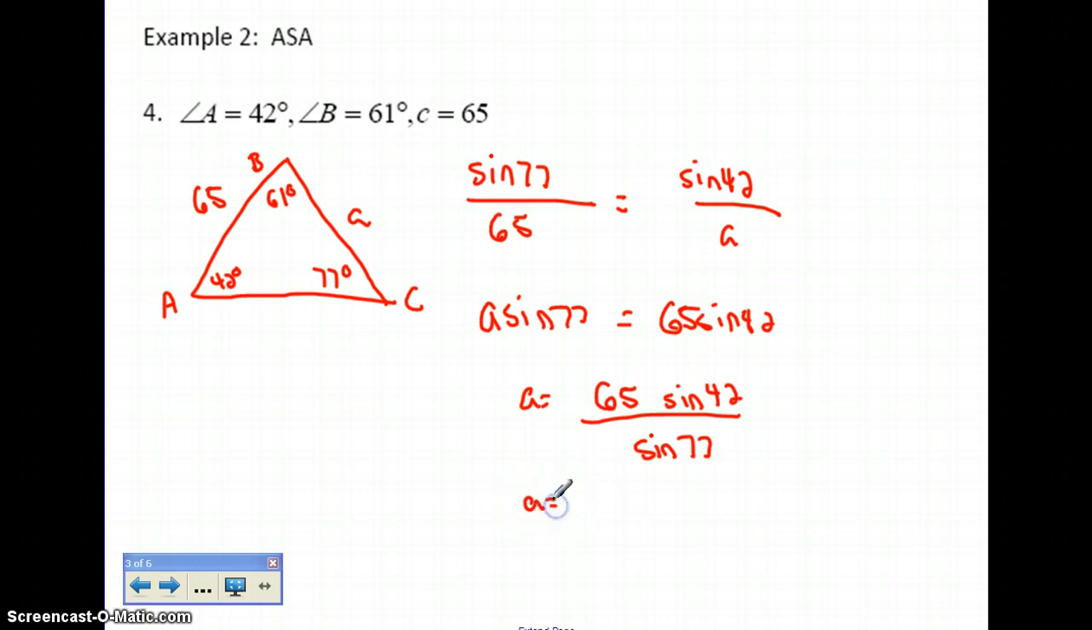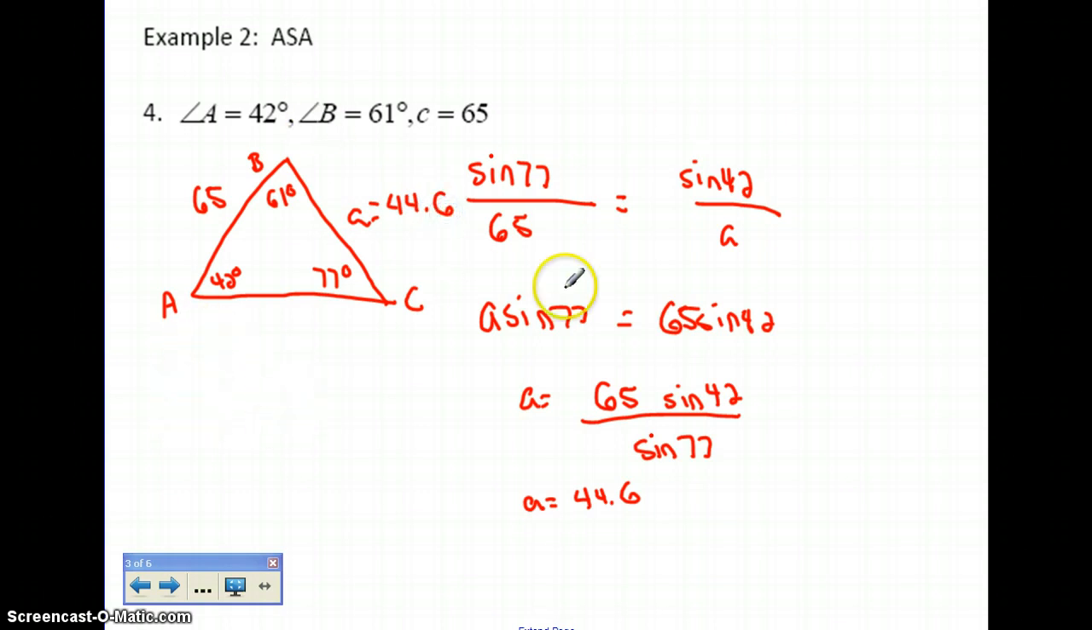And when I do the math, I get side A to be 44.6 units. I put that in the calculator. Make sure I put parentheses around the numerator and then divide it by whatever the denominator is of sine of 77. So I know what A is. I know that's 44.6 units. So now I just got to find out what B is.